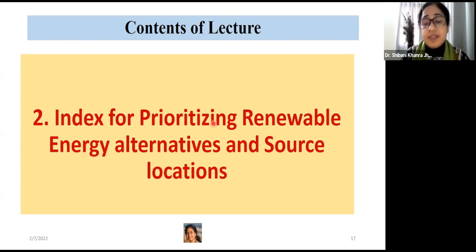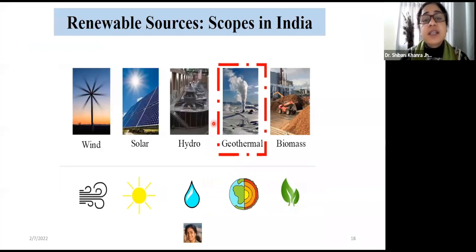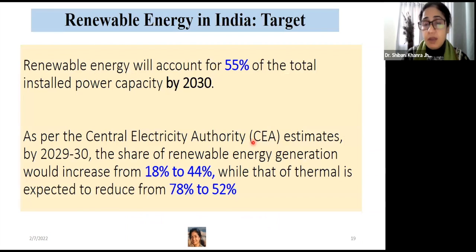So alternatives, as we have seen, are 5 forms of renewable energy alternatives, which were identified, starting from wind, solar, hydro, geothermal, and biomass. However, currently, at the scale of electricity generation, only wind, solar, hydro, and biomass are conventionally used. Geothermal is not addressed so far in the Indian context. So here I'm going to discuss how that geothermal resource can also be one of the major elements in that particular renewable energy domain.